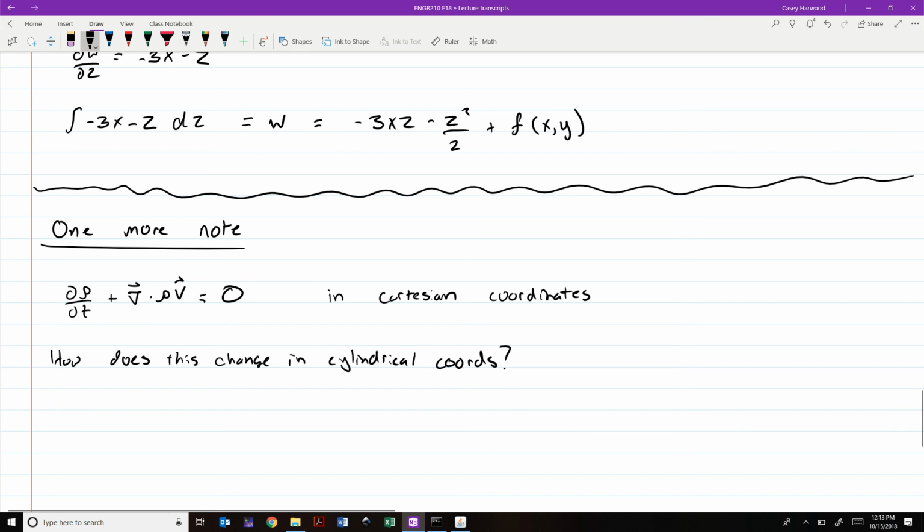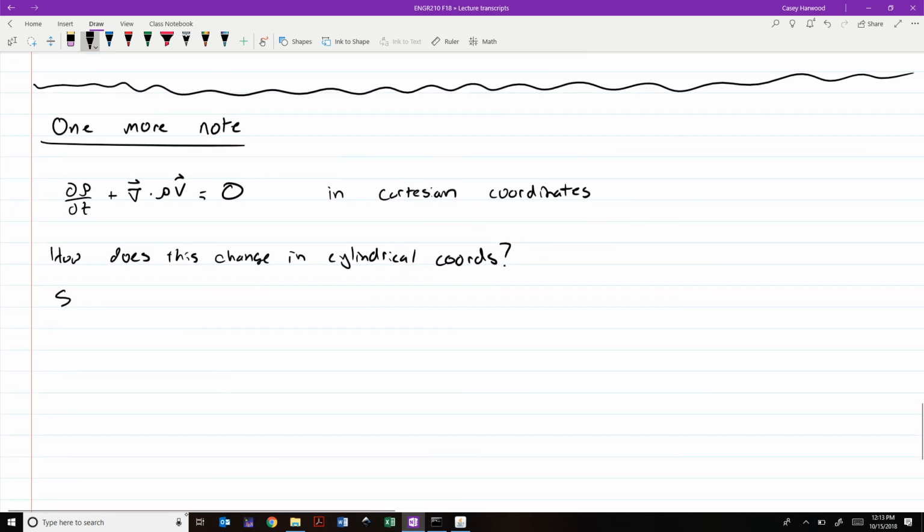No. That's the beauty of using vector notation, is it works in any coordinate system you choose. The only thing that changes is how we would write it in terms of individual partial derivatives. So we would say the same, right? Vector notation works in any coordinate system. So the only thing that's going to change is the way that we write our gradient operator.